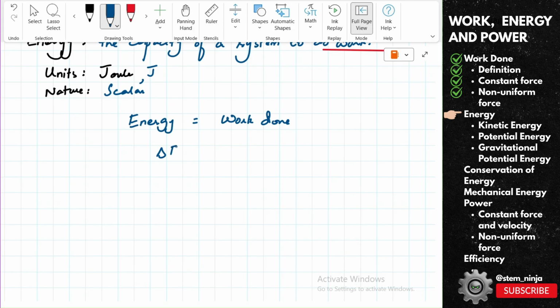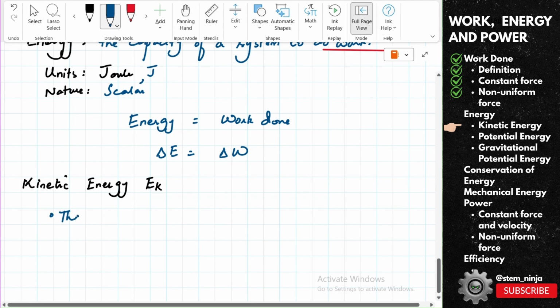Okay, so we can write it mathematically: change in energy equals work done. There are several types of energy. We are familiar with them from the IGCSE O levels also. So for example, kinetic energy. Kinetic means moving. We usually write it as EK, K being the subscript, which is the energy possessed by an object due to its motion.